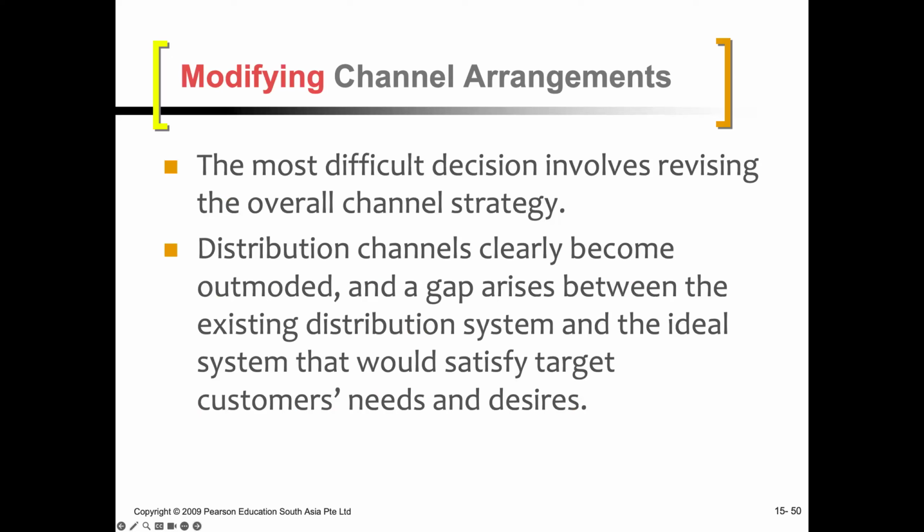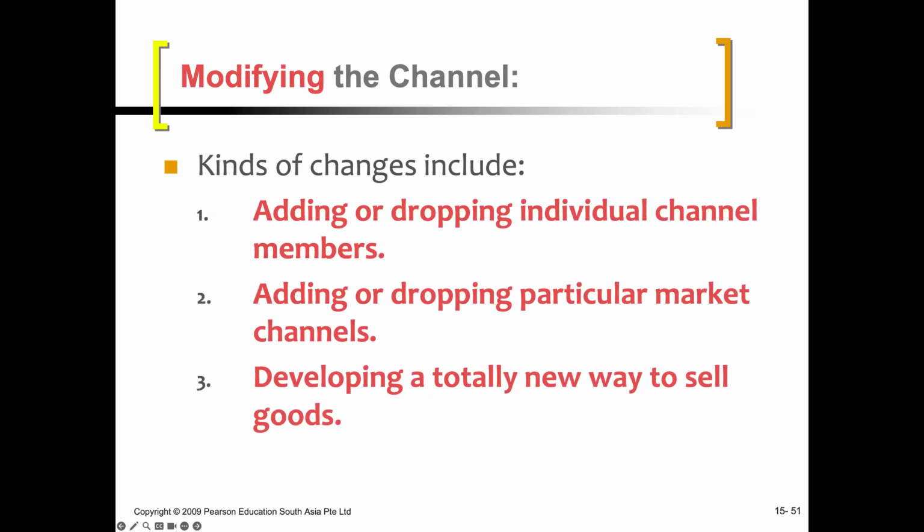The most difficult decision would be revising the overall channel strategy. The distribution channels clearly become outmoded, and a gap arises between the existing distribution system and the ideal system that would satisfy target customers' needs and desires. Some kinds of changes include adding or dropping individual channel members, adding or dropping particular market channels, or developing a totally new way to sell the products.